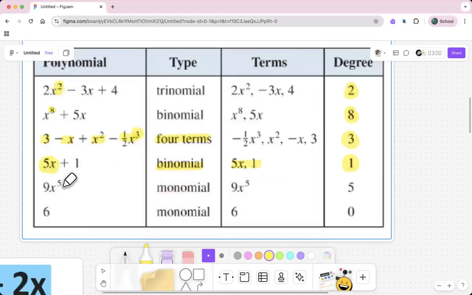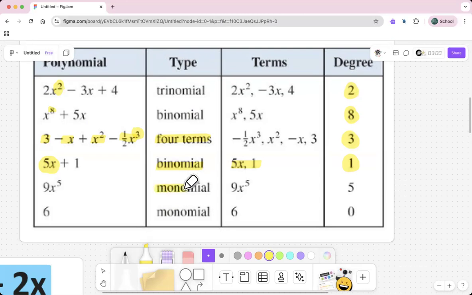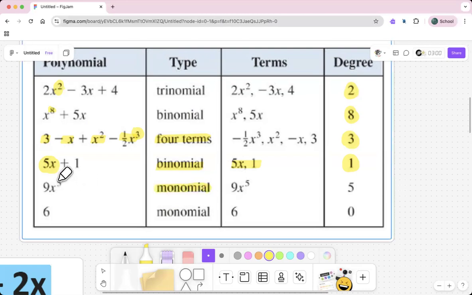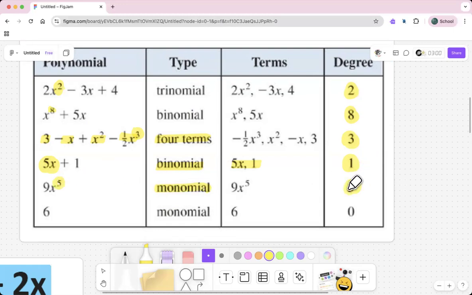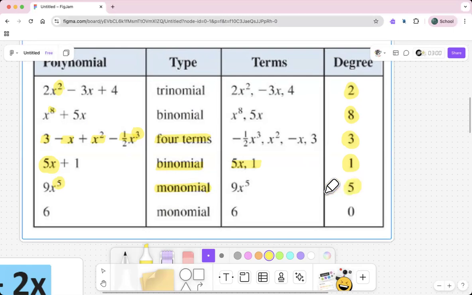9x to the power of 5. That is 1 term, because you notice that polynomial does not have any addition or subtraction signs separating different terms. So we have a monomial here, and because x is raised to the power of 5, the degree of my function is power of 5.